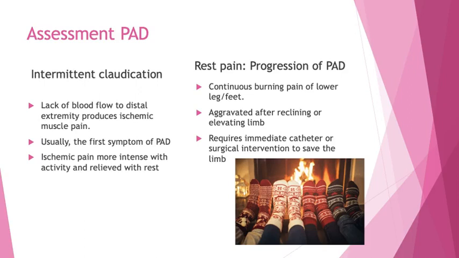So you've probably heard before about intermittent claudication. Lack of blood flow to distal extremities will produce ischemic muscle pain. This is usually the early stages of PAD. I also like to call this limb angina, or I would call this stable limb angina, because the pain is more intense with activity and goes away with rest.